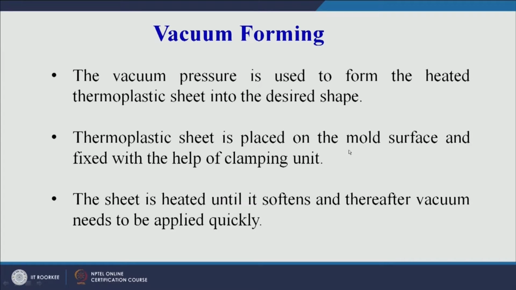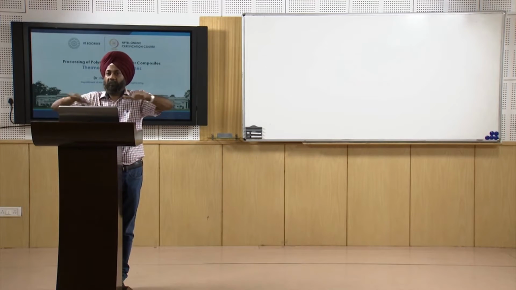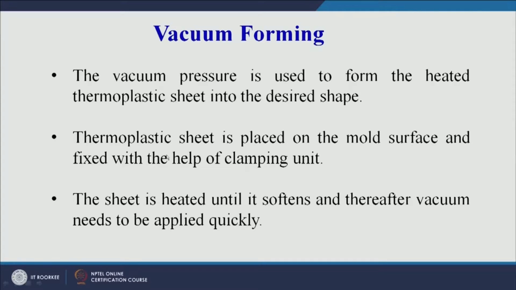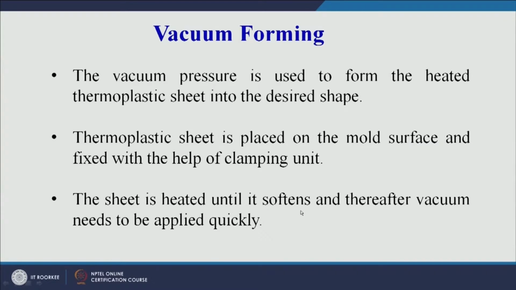Thermoplastic sheet is placed on the mold surface and fixed with the help of a clamping unit. In the diagram we have seen there are two top clamps and then there is a plastic sheet. The clamping unit is used to clamp the sheet on top of the mold surface. I have already explained. The sheet is heated until it softens. Now I have already told, in most of the polymer processing techniques, heat is the major source that we have to supply. So the sheet will be heated until it softens.